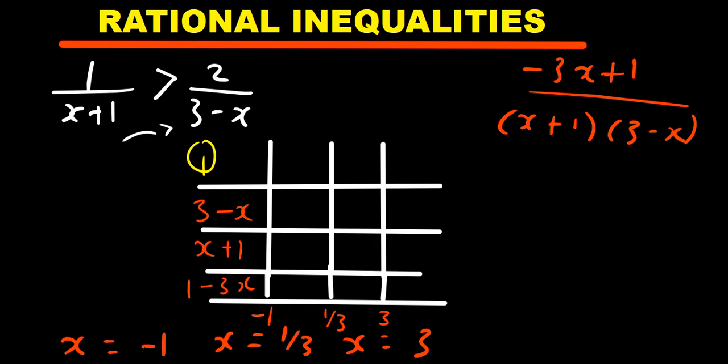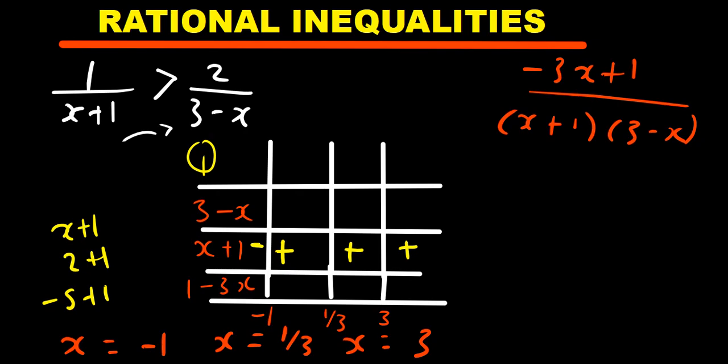In x plus 1, if we get any number that is greater than negative 1, let's say 2, and we put a 2 here, it will be 2 plus 1, so we're going to get positive numbers. So in this region we're going to have positive numbers. But if we get any number that is less than negative 1, let's say negative 5 plus 1, it will give us a negative number. So here this would be negative.